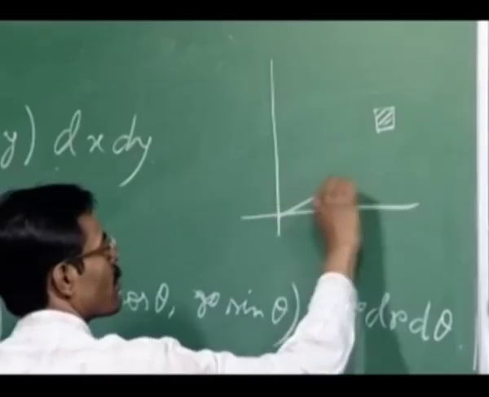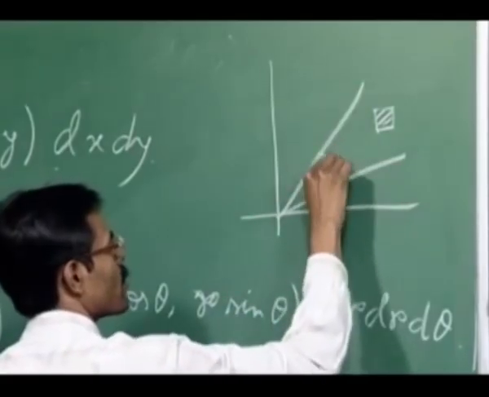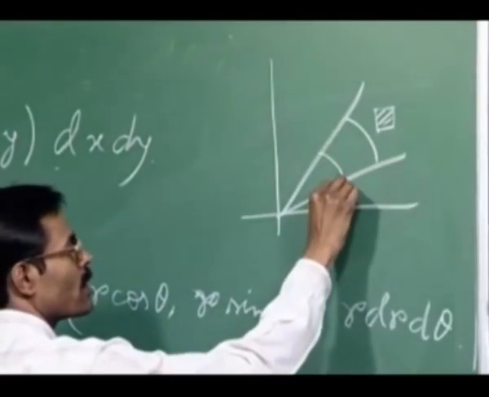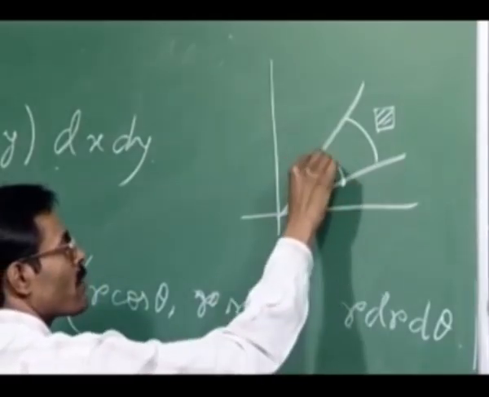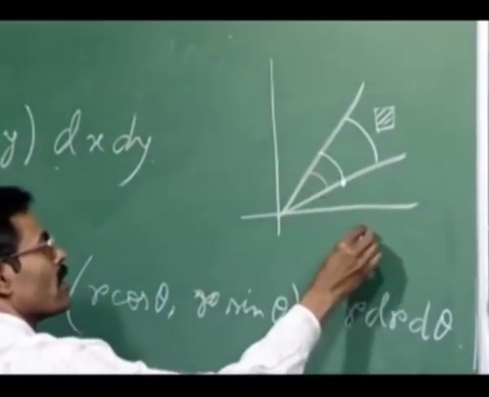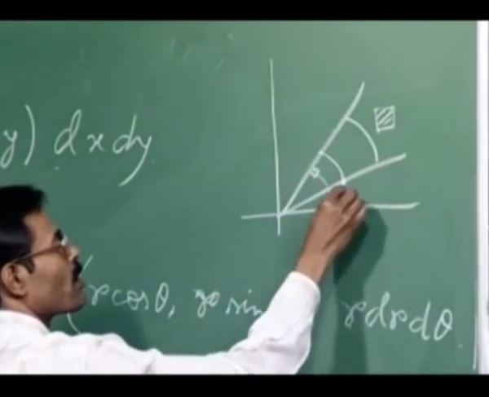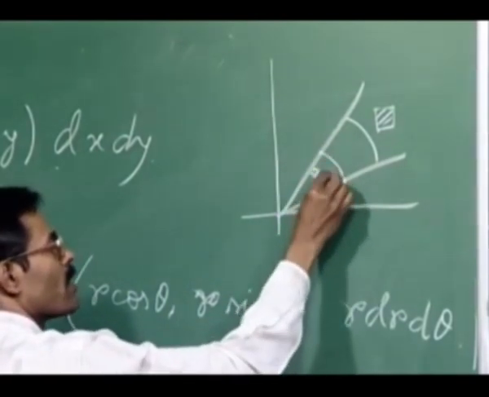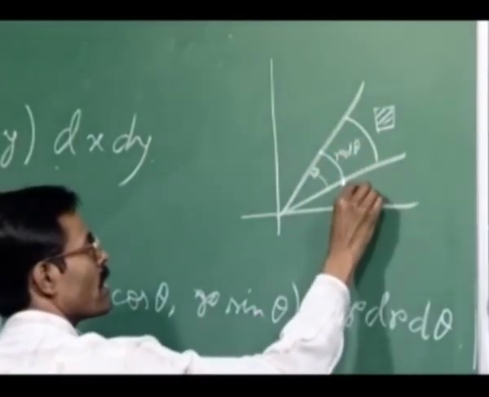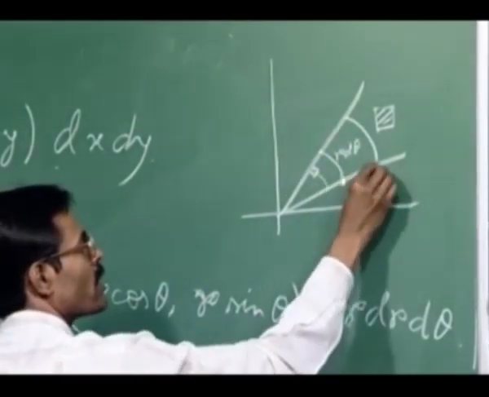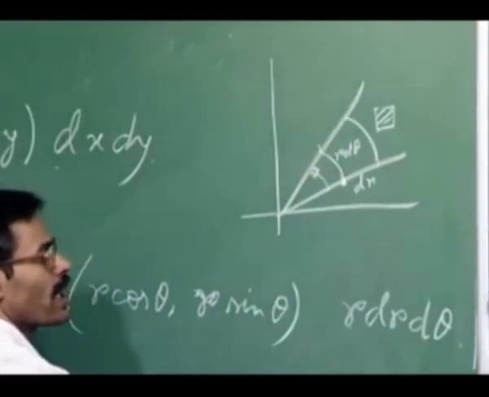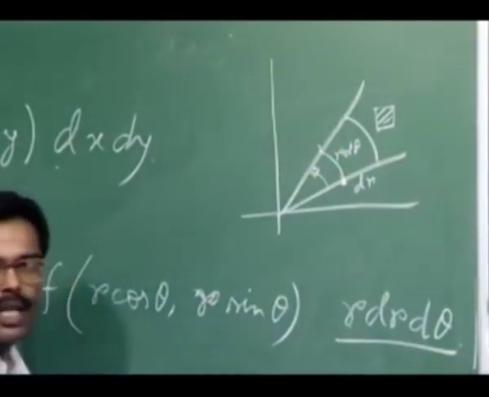In the case of polar coordinates, the typical area element is like this. This is the point r, theta, and the angle has changed through d theta. So, this length is r d theta. On the other hand, this is the radial change, dr. So, you find that the elemental area is dr into r d theta. That gives you this as the elemental area.